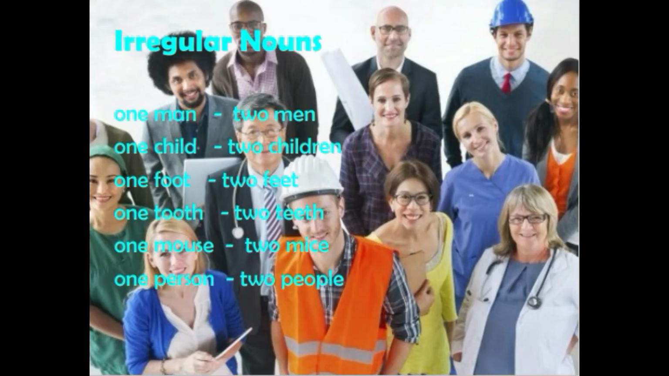Step 8. Irregular nouns. Changing the nature of the singular noun. There is an obvious difference in the pronunciation of plurals. Irregular nouns. One man, two men. One child, two children. One foot, two feet. One tooth, two teeth. One mouse, two mice. One person, two people.